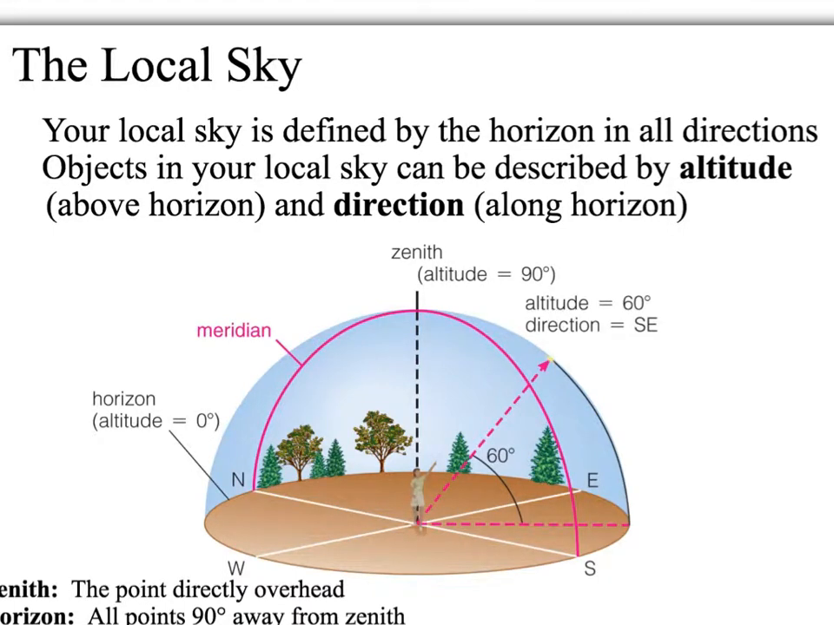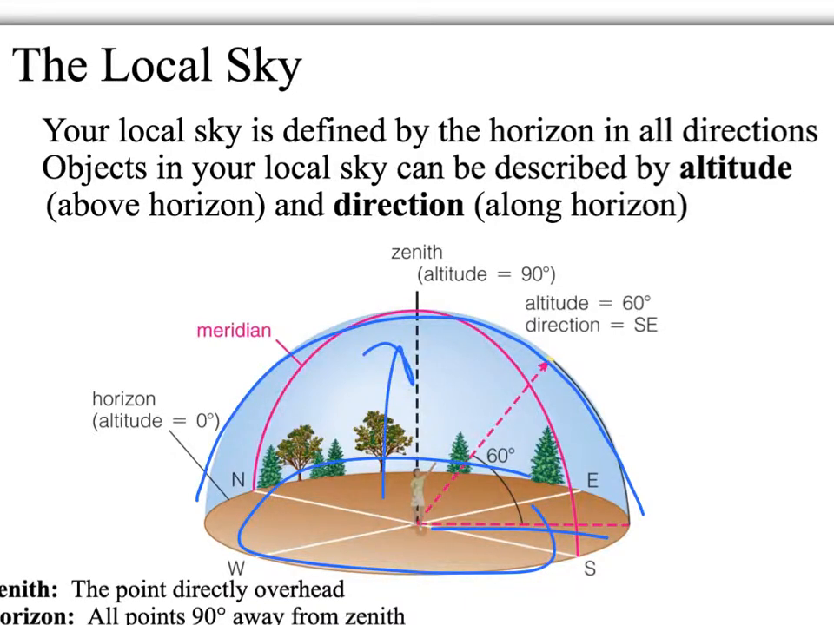So there are times when we want to be able to identify things in our local sky. Our local sky is basically a dome over our heads. If you go out to the horizon, spin around, and look up, you have just looked at your local sky. We can say that there's an object in the sky.